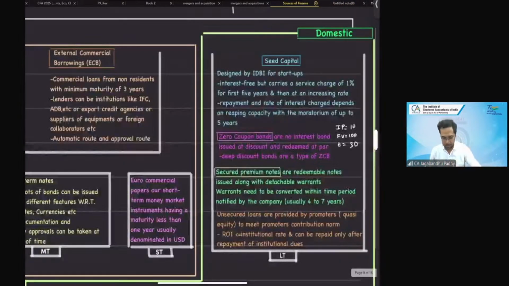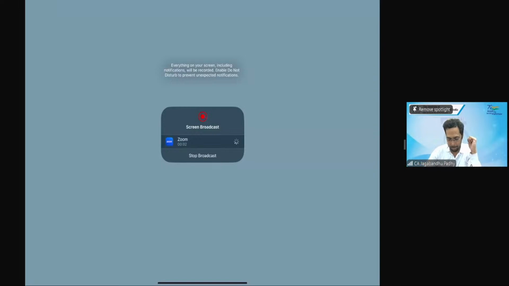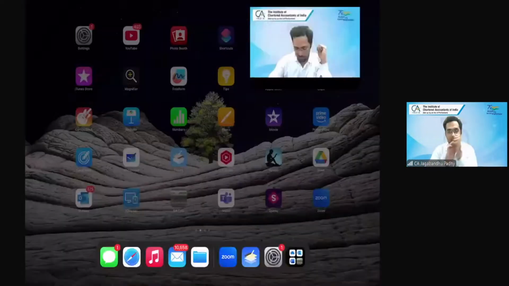Okay. Then we know what a typical debenture is. What a debenture is. Okay, there's some error in the screen sharing. Yeah, I did that.